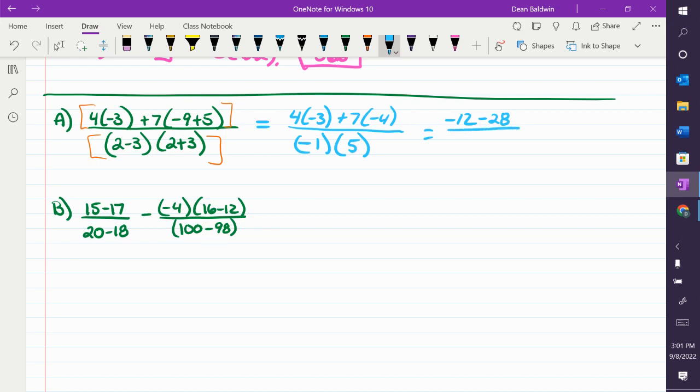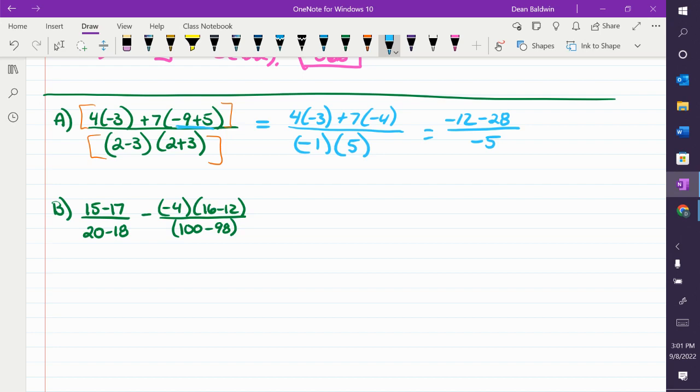Over. Negative 1 times 5. Where did you get the multiplication from 7 and minus 4? I combined negative 9 plus 5 to get minus 4. No, between 7 and 4. Oh, yeah. If it's a number beside a bracket, it means multiplication. Yeah. Negative 1 times 5 is negative 5. Right? Okay.